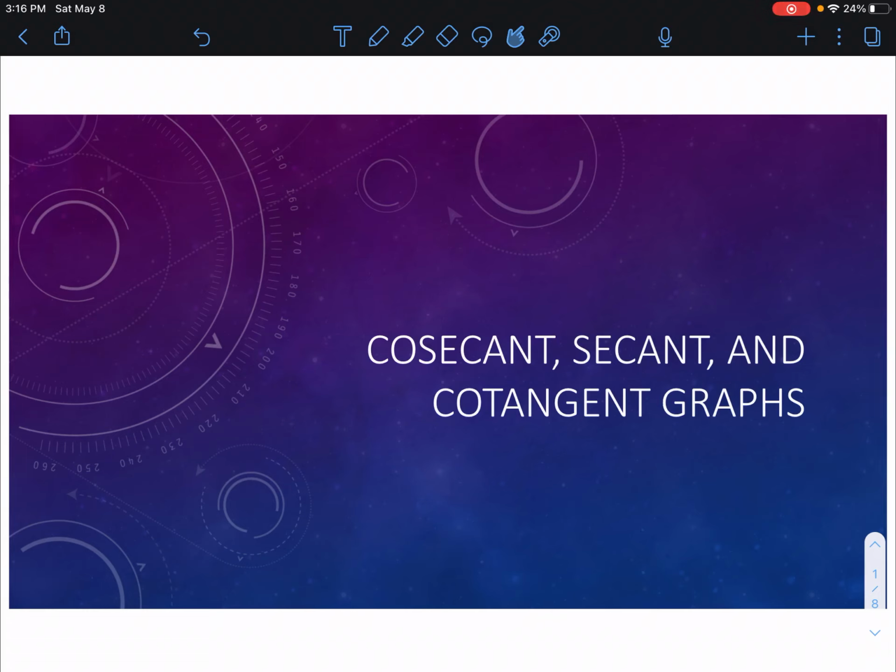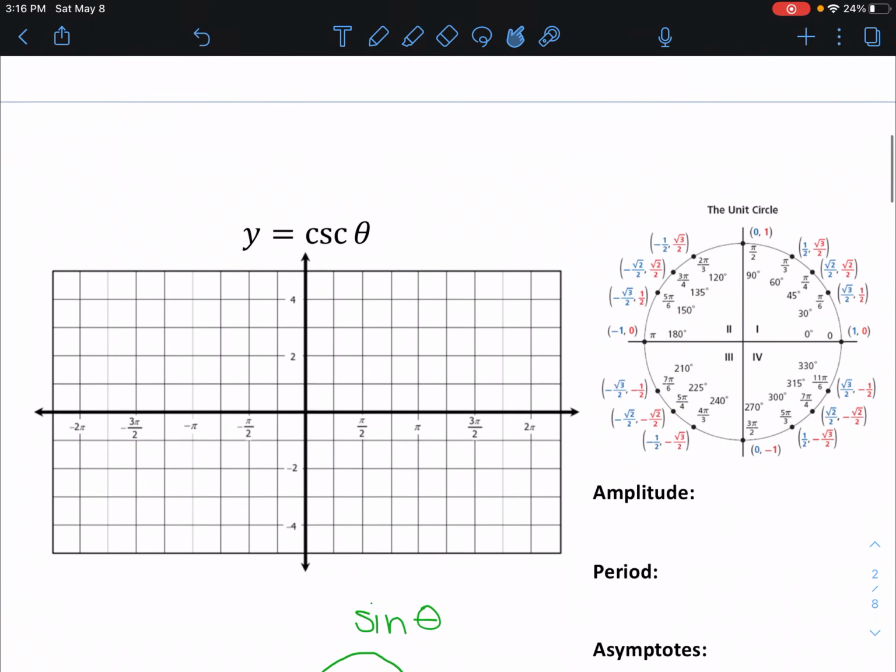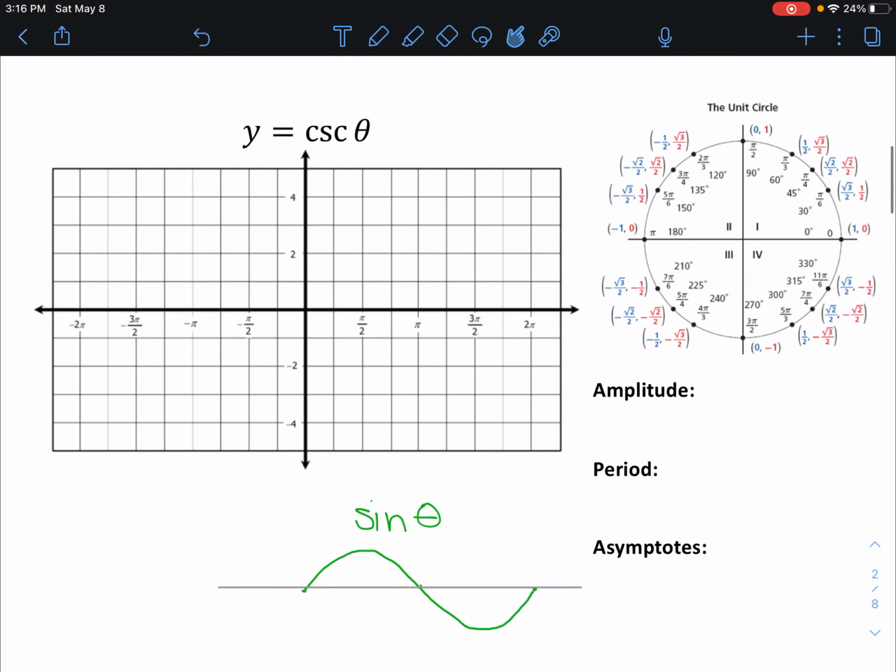Okay, so now we're going to take a look at the reciprocal trig functions and what their graphs look like. Cosecant, secant, and cotangent. So let's start with cosecant. Remember, cosecant is the reciprocal of sine. So we're going to use that as our guide, sort of.